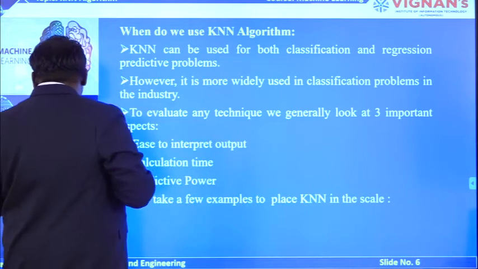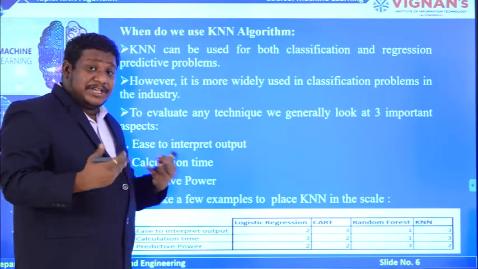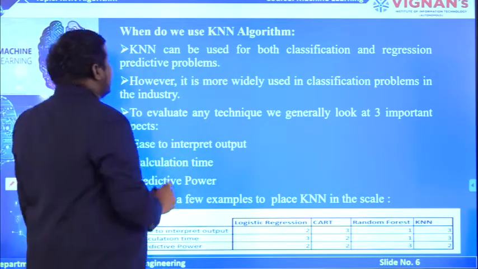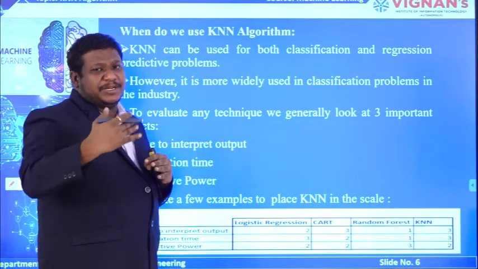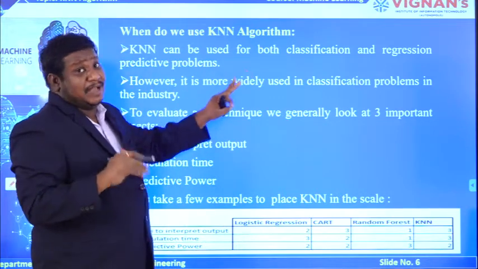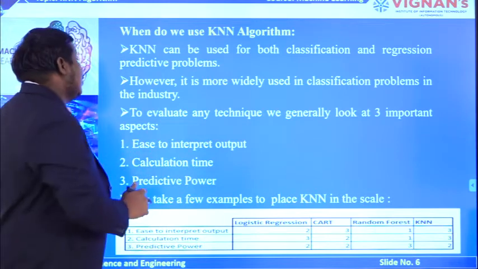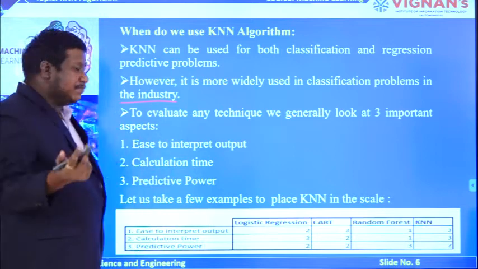Now the question is when we need to use this KNN algorithm. What are the various stages when we can use it? KNN can be used for classification, regression, and predictive problems. So this is also used for prediction-type analysis, and it can be used for both classification and regression, as I told you. But mainly we will use KNN for classification models. It is most widely used in classification problems in the industry, as we discussed.